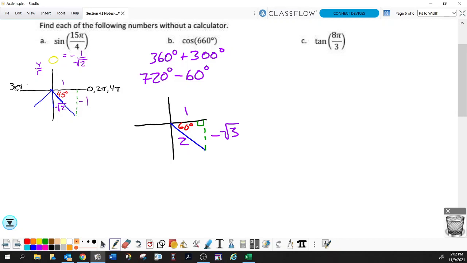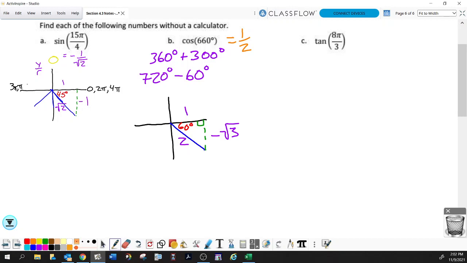Switch colors for funsies. 2 is a radius. Radius can never be negative. X's and Y's can be negative. Radius cannot be, because the radius represents the distance from the origin.